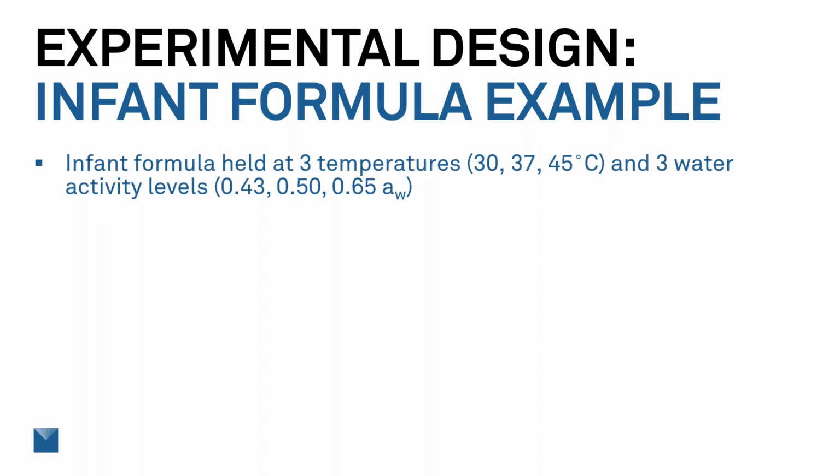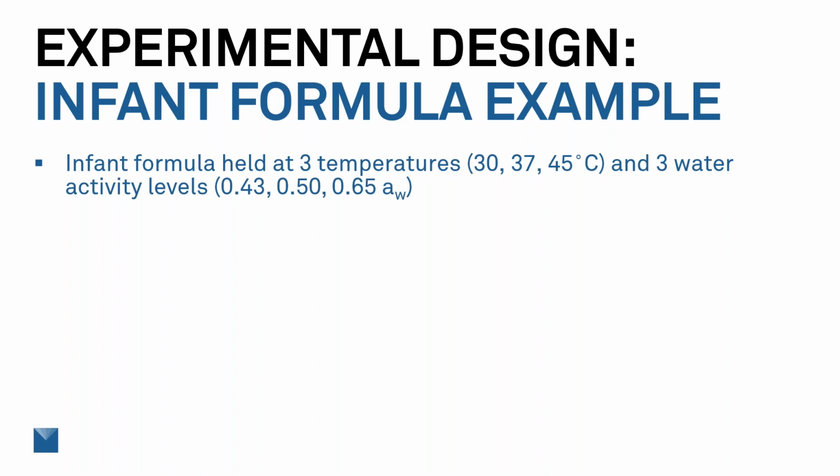So we had the infant formula and we held it at 3 temperatures. In our case, it was 30, 37, and 45 C. That's the accelerated part: we're going to elevate the temperature and the water activities and see what happens, to make things progress a little faster. And then we had 3 water activity levels. We had 0.43, 0.50, and 0.65 water activity. And so we did a combination of those, ending up with 9 different subsamples that we were monitoring.